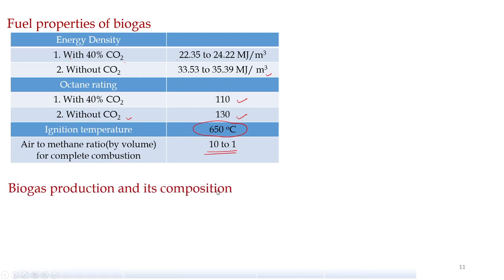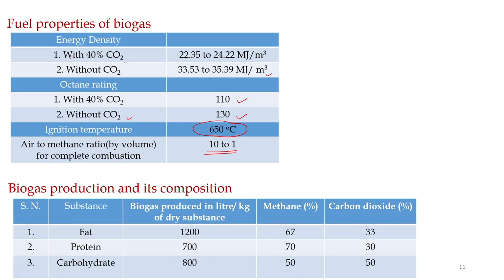Also, sometimes we are interested to know, if the fat, protein and carbohydrate percentages of a substance are known, then the equivalent biogas production can also be estimated, which is required for designing a plant. In case of fat, the biogas produced is about 1200 liters per kg of dry substrate, for protein it is 700 liters per kg of dry substance, and for carbohydrate it is about 800 liters per kg of dry substance. And also we can see the methane percentage, which is more in case of protein, and carbon dioxide is more in case of carbohydrate. So we can do the combination for maximization of biogas production.